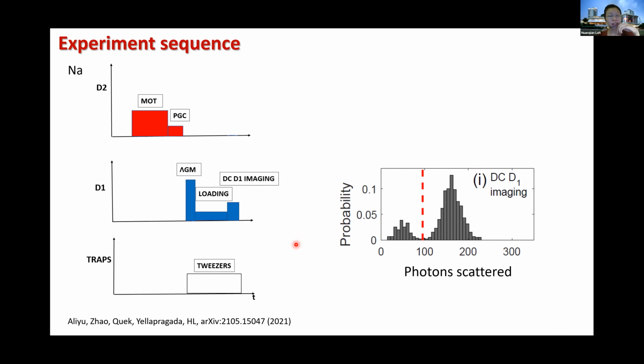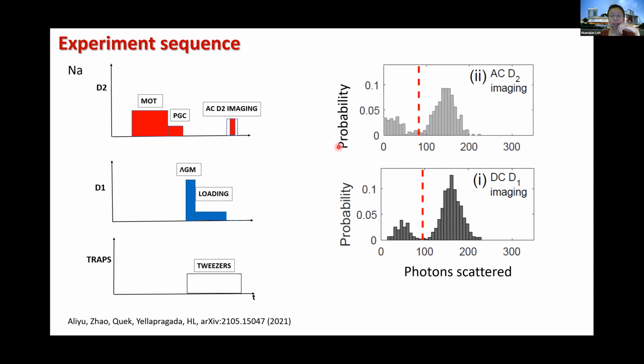So to check that we are indeed loading a single atom, we actually change to, as a sanity check, AC-D2 imaging. Here again, we are red detuned. And because it's red detuned, by the collisional blockade mechanism that I explained just now, we should be left with at most 1 atom in the trap. And with that, the histogram that we get is actually very similar to what we get from the DC-D1 imaging. So this gives us confidence that actually our loading process is complete, and we can actually rely on this sequence to be able to load single atoms into our traps.